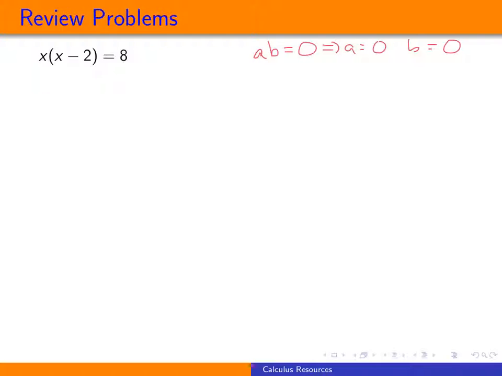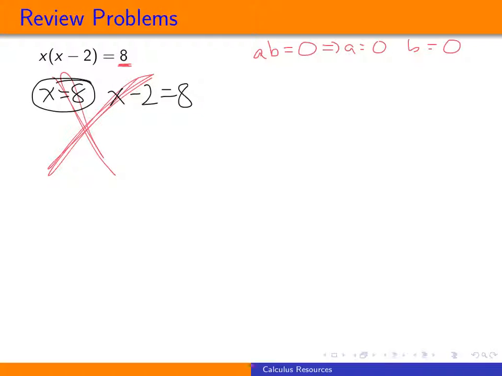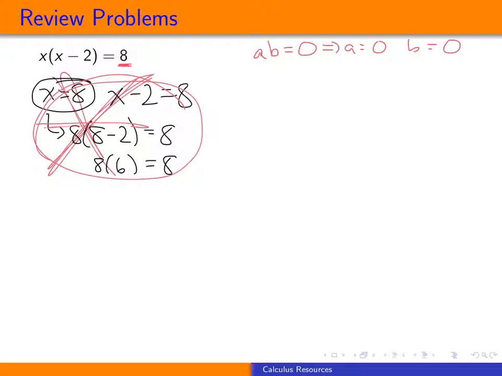Now here, the problem that we were given has an 8 on the right-hand side, which is definitely not 0. So I absolutely do not want to solve this by setting each of those terms equal to 8. This will absolutely give us the wrong answer. I can see that by, for example, if I just look at x equals 8, that says 8 times (8 minus 2) is equal to 8, which is 8 times 6 is equal to 8. Now, 8 times 6 is definitely not 8, right? So this is how we don't want to solve the problem.